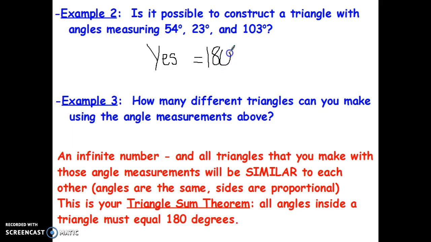And so how many different triangles could we make using the angle measurements above? We could make an infinite number. Meaning all triangles that we make with these angle measurements will be similar, so they're proportional to each other. The angles are the same, the sides are proportional, and this is what we call the triangle sum theorem. All angles inside a triangle must equal 180 degrees.